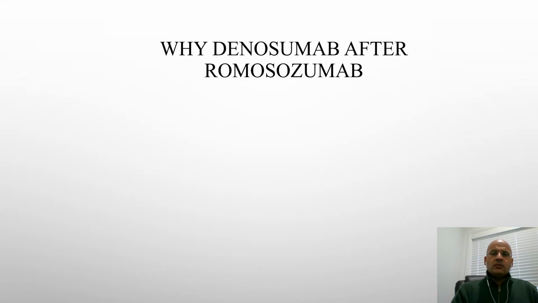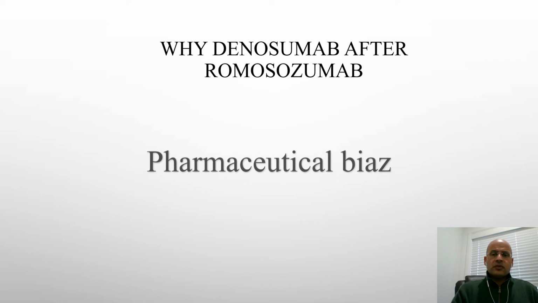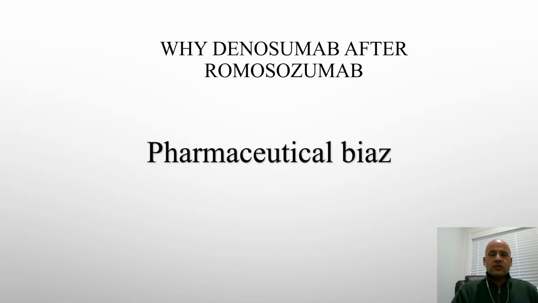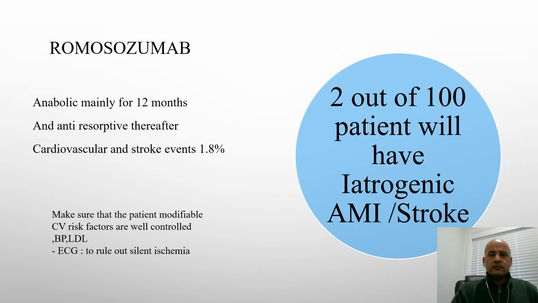Now, why did we use denosumab after Romo? And I think it's pharmaceutical bias. They're both sponsored by the same pharmaceutical companies, but nevertheless, it did work. Anabolics mainly. So, in summary, with regard to romosozumab, its anabolic effect mainly lasts for 12 months, and it does have some anti-resorptive effect thereafter.